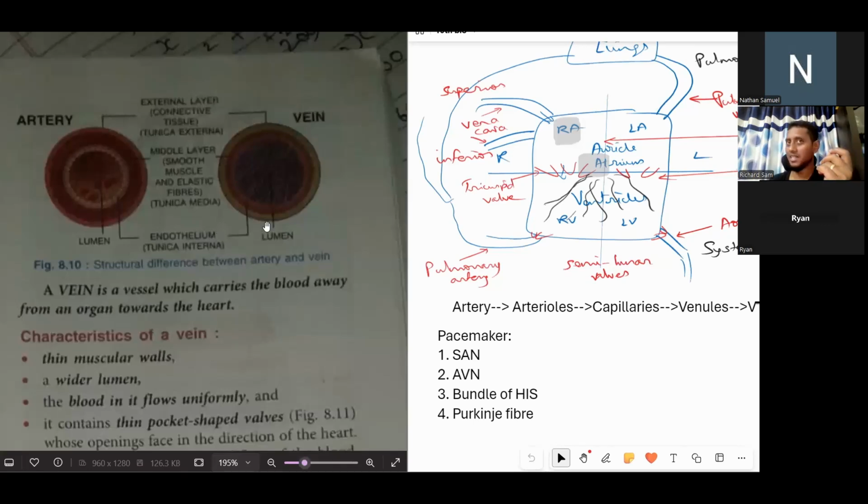Okay, a vein is the opposite. The walls are very thin because there's no high pressure inside. The blood is just gradually, slowly flowing back into the heart. So there's no high pressure. So the walls of veins are thinner. The lumen of the vein is big. Okay, big hole for the blood to flow. Then there are valves in the veins. Valves prevent the blood from flowing backwards.